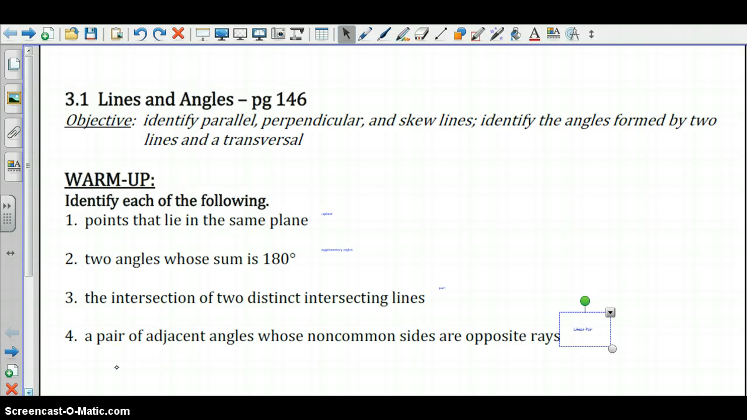Hello and welcome to lesson 3.1, Lines and Angles. Our objective in this lesson is to identify parallel, perpendicular, and skew lines. We'll learn what those words mean in just a moment. And identify the angles formed by two lines and a transversal. Again, we'll talk about all these new terms in this lesson.